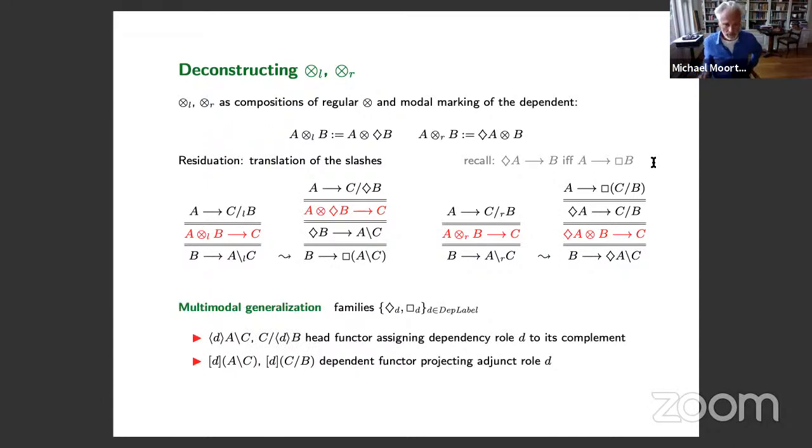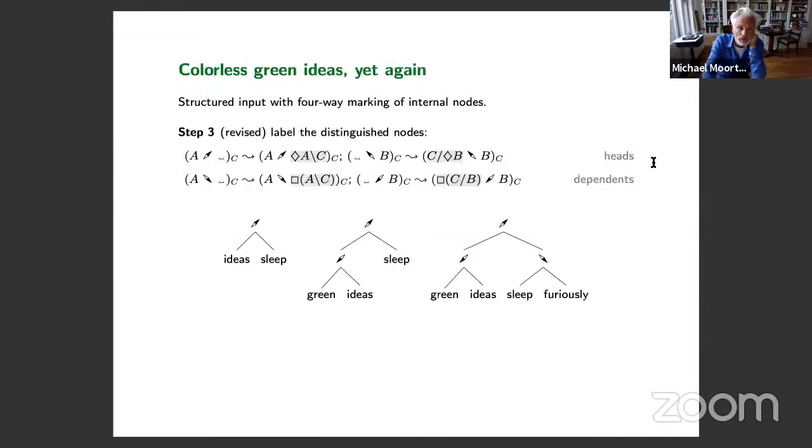So let's see what we get. What we want to do to put this into use in practice is a multimodal generalization, where instead of just one diamond and a box, we consider families of them, families which are indexed by dependency labels, either for the complements or for the adjuncts. Okay, good. So colorless green ideas.